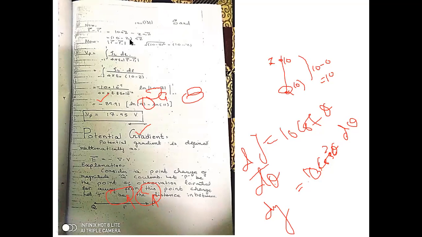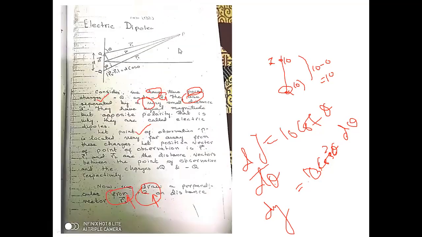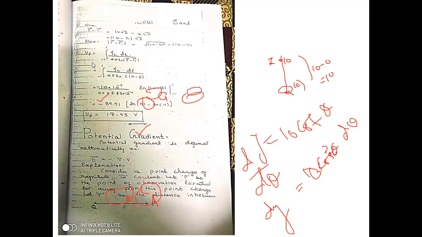So 10 minus z. And for the absolute, 10 minus z whole square, which is equal to 10 minus z. Applying this formula, differential length rho l dl divided by 4 pi epsilon naught r minus r1. The integration of 1 over 10 minus z will be ln of this, because the integration of 1 over x with respect to x is equal to ln of x.